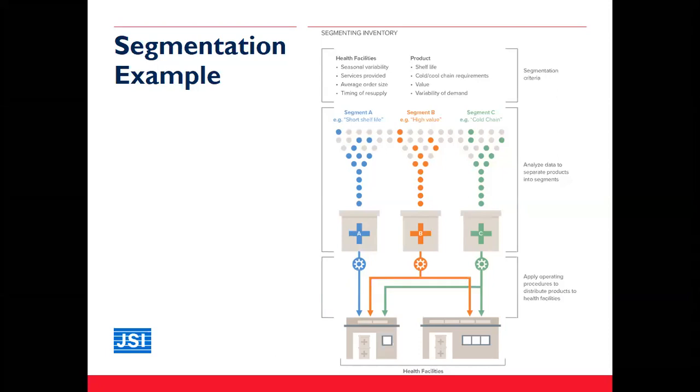The procedures for this specific cold chain segment would likely be different than those for other products. For example, if you have one segment, the distribution may be direct, say from central level to the facility, possibly on a different resupply frequency than a segment with other products, and with different maximum and minimum inventory stock levels.